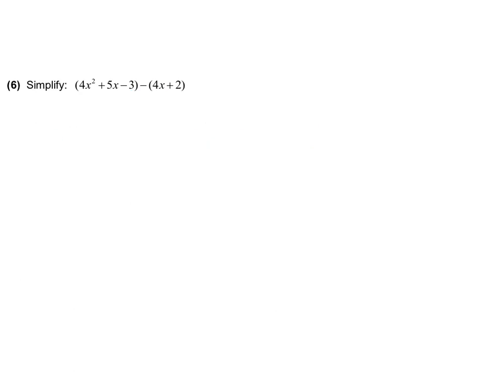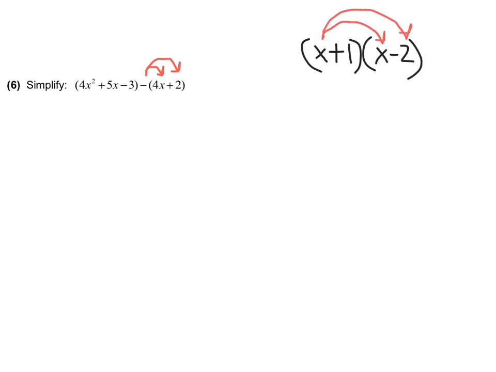Problem number 6. This is actually the easiest problem so far, I think. We're just distributing the negative. This is not like our other problems where it's a parentheses times parentheses. If it's parentheses times parentheses, then let's say it's x plus 1, x minus 2. That's where you're going to distribute. You're going to have your FOIL, your first, outer, inner, last, or you're distributing the x first, then you're distributing the 1. That's not what this problem is.